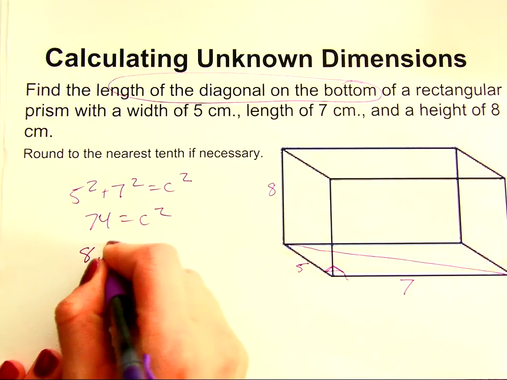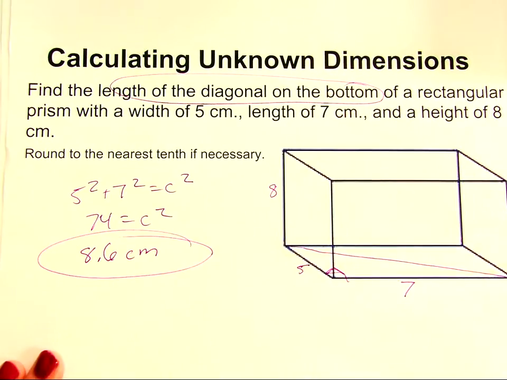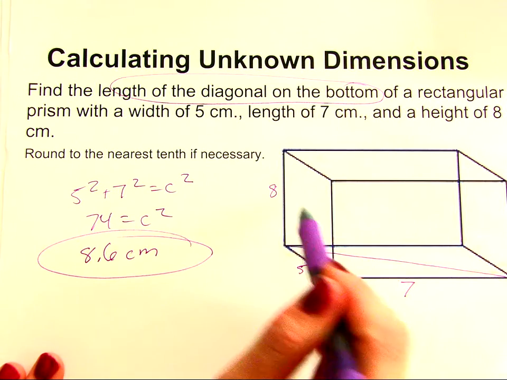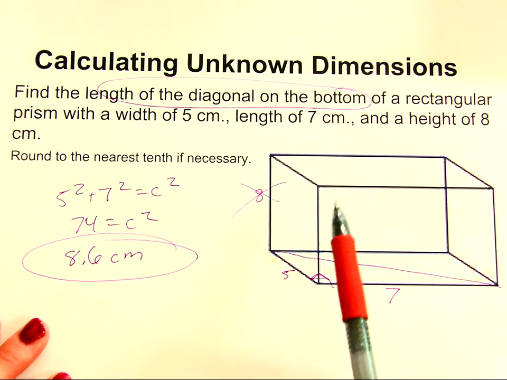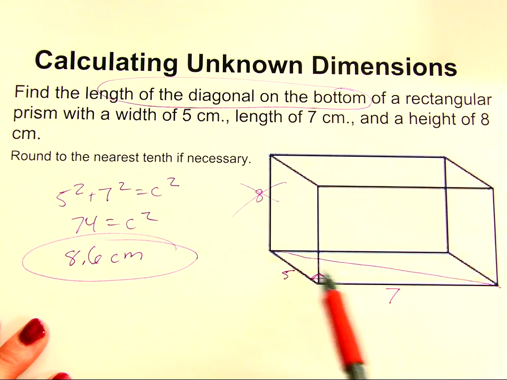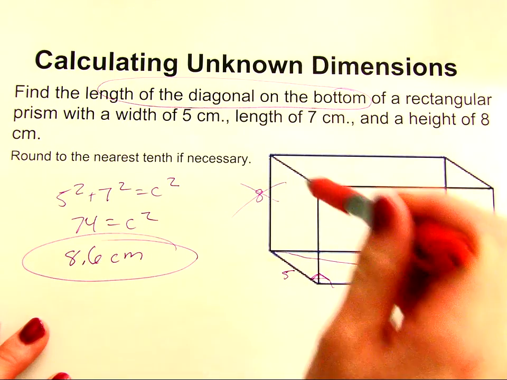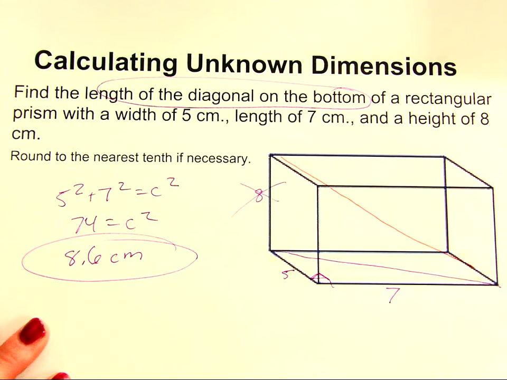Get 8.6 centimeters. So I did not even have to use my height there. So make sure you're reading the questions. I didn't ask you for the diagonal of the prism. I asked you for the diagonal on the bottom, not this diagonal. Okay.